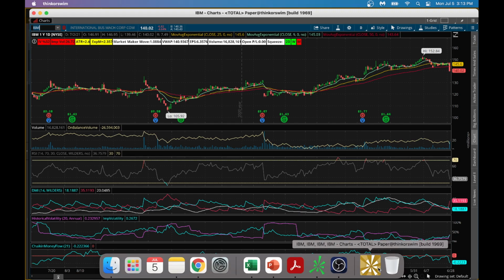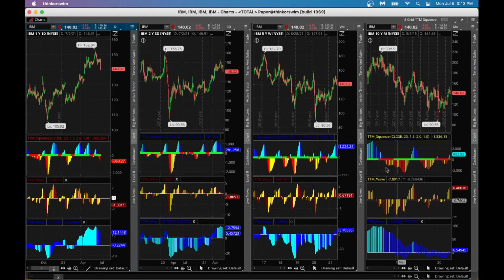So with that, now let's jump into the TTM Squeeze indicator from John Carter. If you look at IBM here, as you scan through this, we got a 1 year 1 day chart and a 2 year 3 day chart. We got a 5 year weekly chart and a 10 year monthly chart. Normally, it's good to look at multiple time frames. Even if you are a swing trader, it's good to look at multiple time frames, so that way you see what's going on in the stock from a longer term time frame.